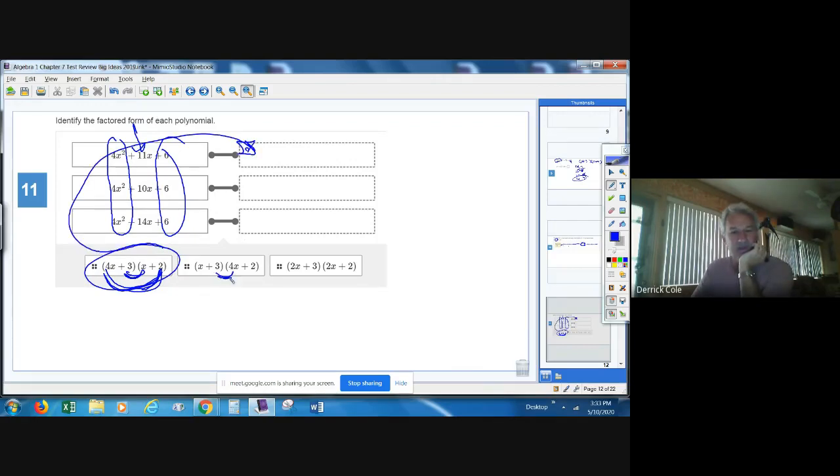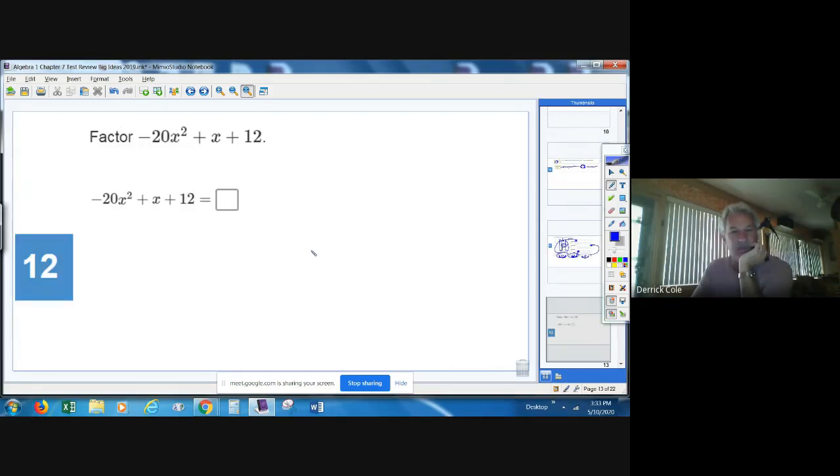All right. Now I got 12x and 2x. Boom. This must go here, but let's double check it. 6x and 4x. 6x and 4x give me 10x. Yeah. All right.